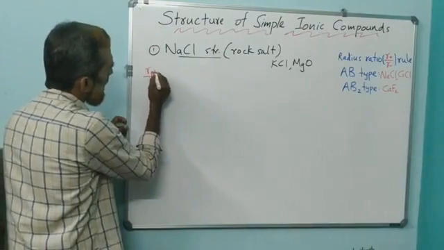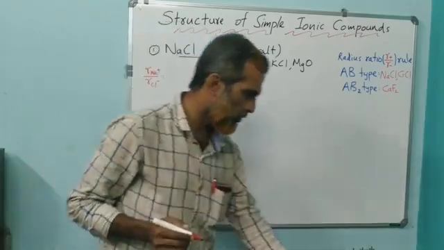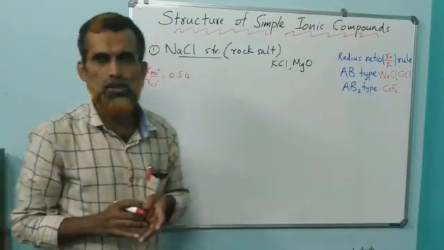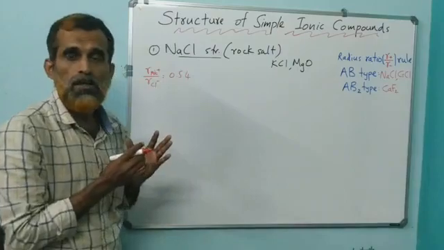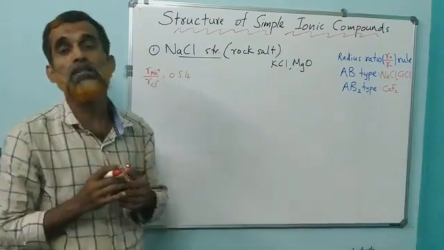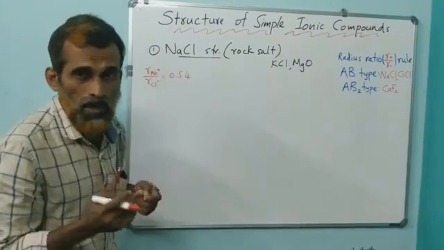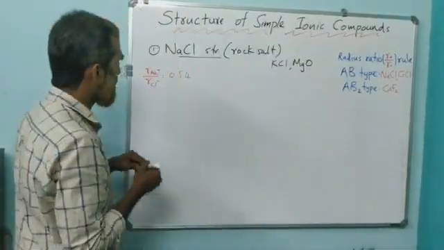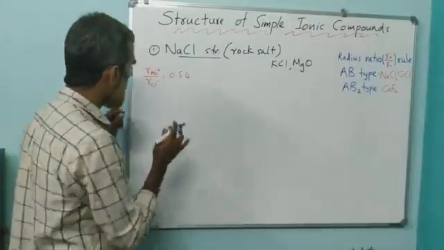The radius ratio is r(Na+) by r(Cl−). The value is found to be 0.54. So based on the radius ratio rule, this comes in the range 0.414 to 0.732, so it will be an octahedral occupancy. Then we have to explain the structure, the arrangement of each ion.